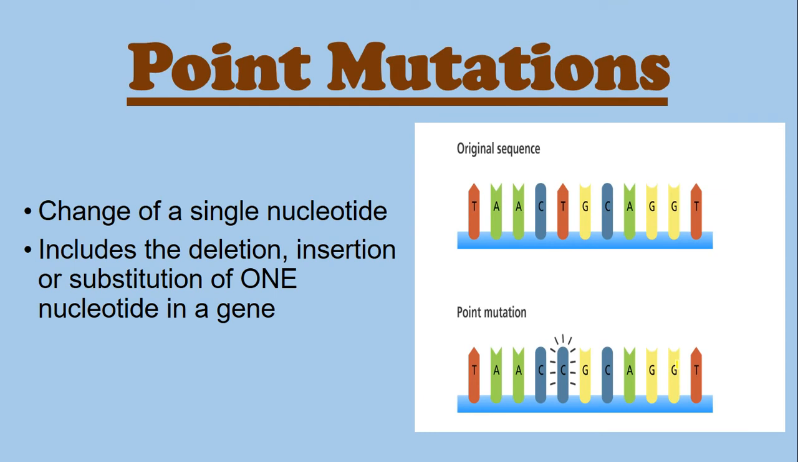A point mutation is a change of a singular nucleotide. It includes deletion, insertion, or substitution of one nucleotide in a gene. Those are usually what they are. A point mutation is just a classification of it. We just know exactly where it's happening. In this case, this T became a C, so this was substitution.